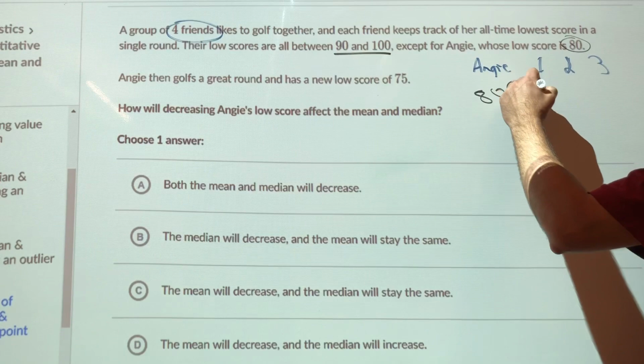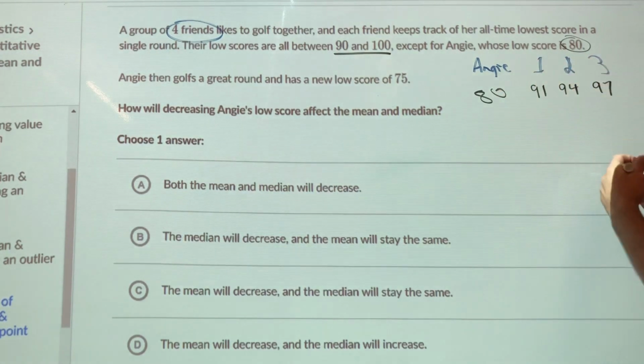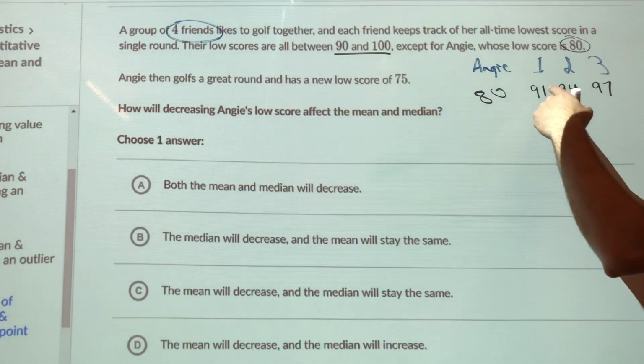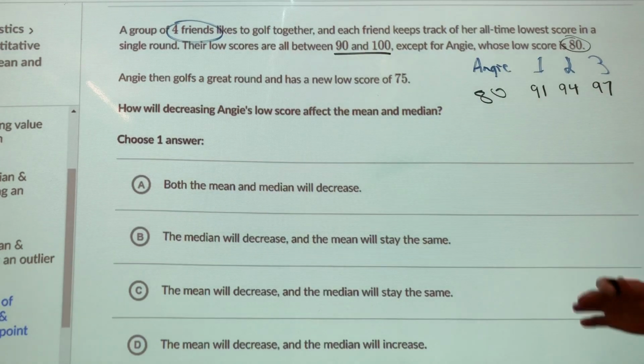So this one could be 91, this one could be 94, and this one could be 97. You can pick any number for those, and you would be fine, okay? If you had chosen this to be 91, and this 95, and this 100, that would be fine too. But I'm just assigning values there.